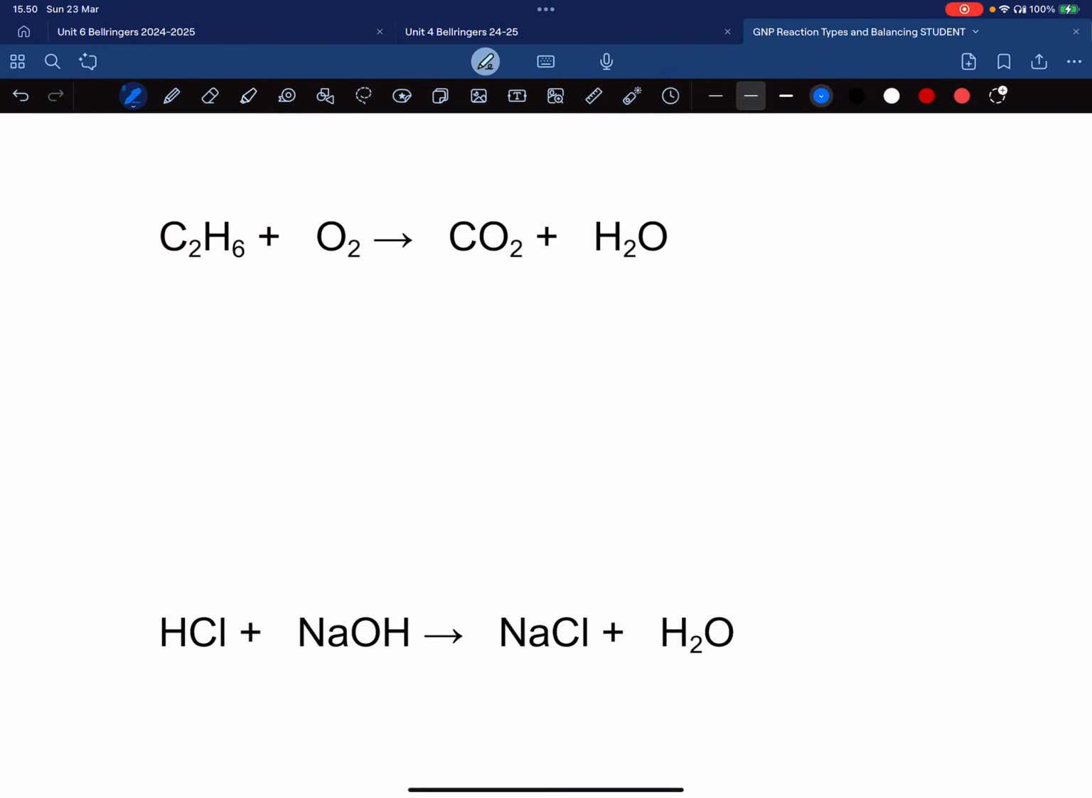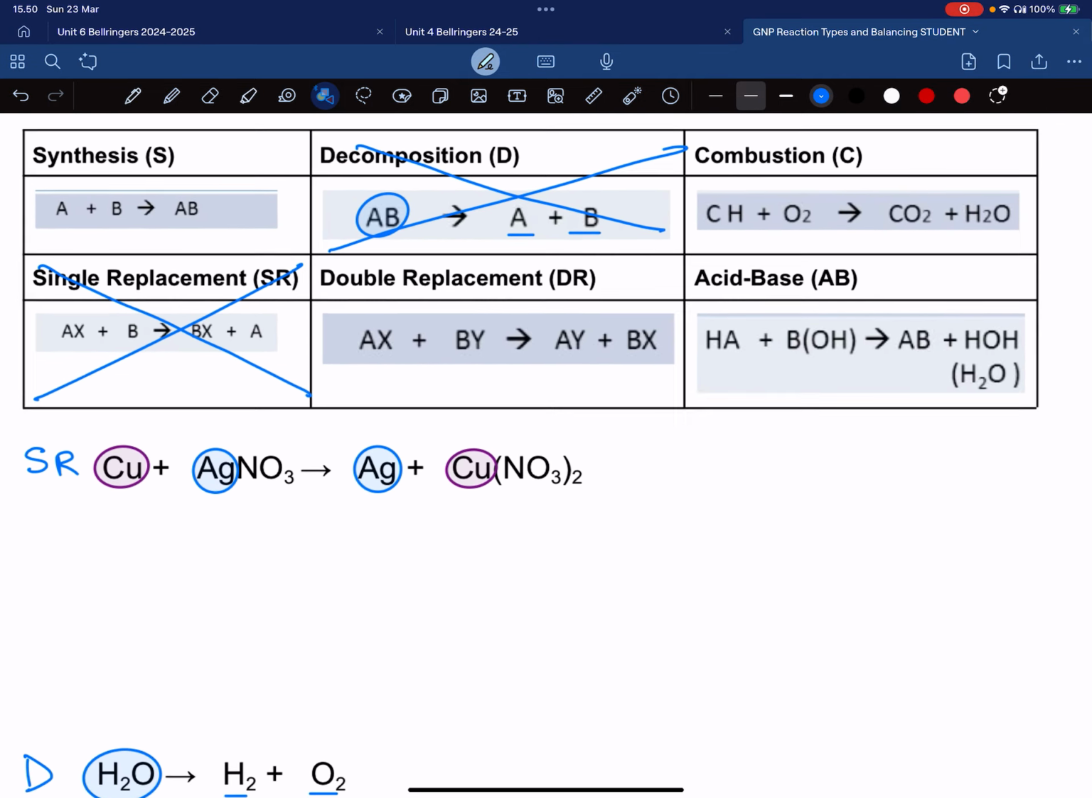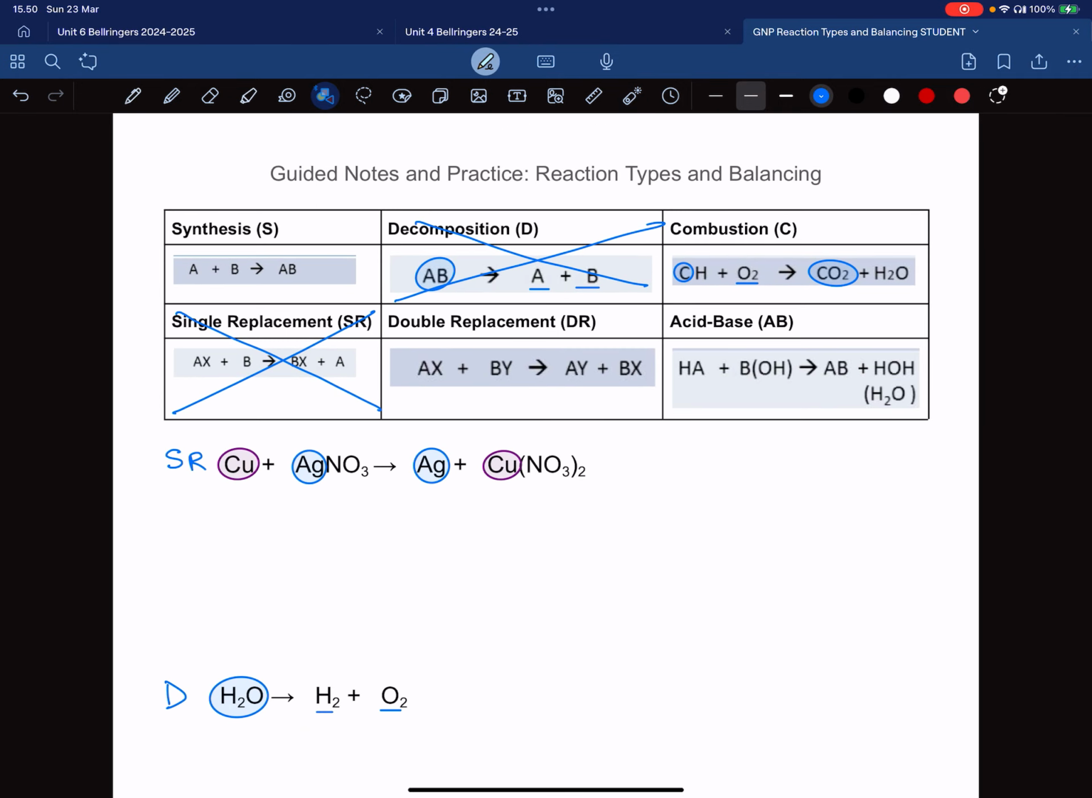The next one, you have a carbon-containing compound reacting with oxygen to make carbon dioxide. That is a combustion. Any reaction with oxygen to make carbon dioxide, there's your carbon, there's your oxygen, there's your carbon dioxide. That is a combustion.